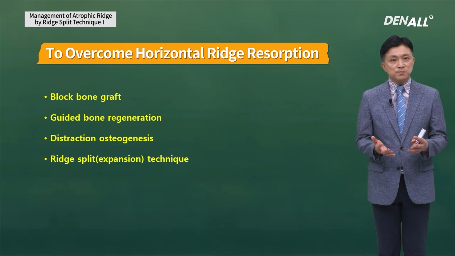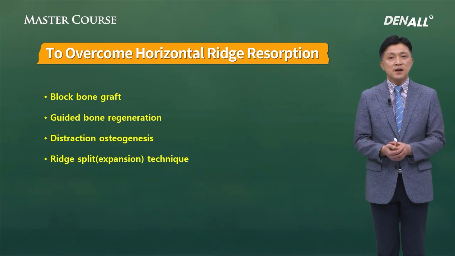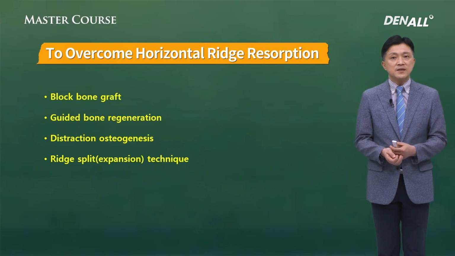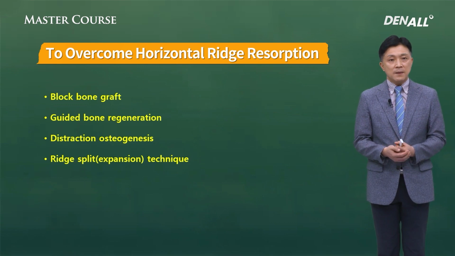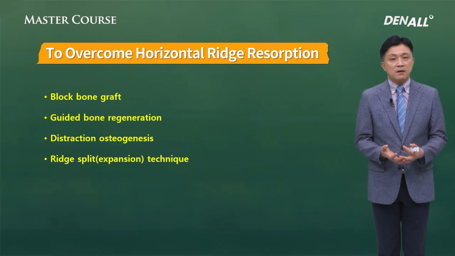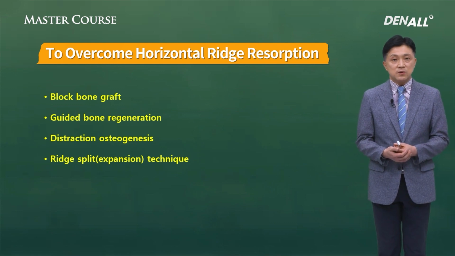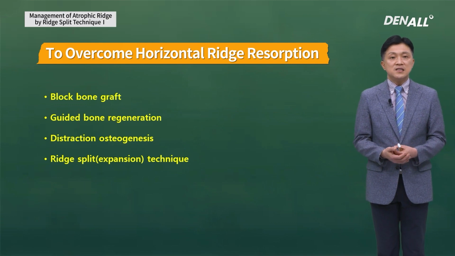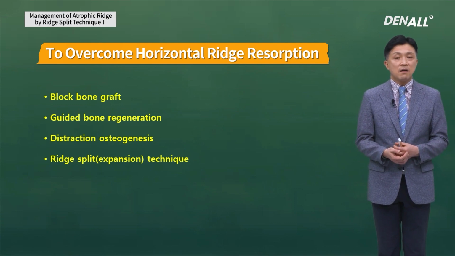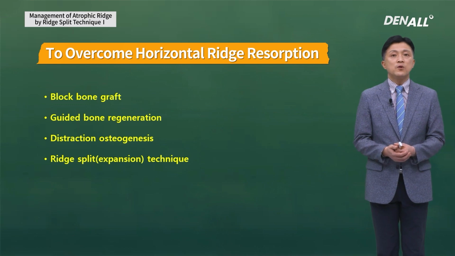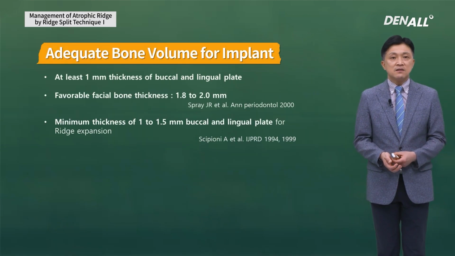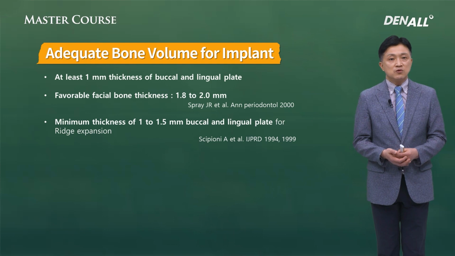In order to overcome horizontal alveolar ridge resorption, there are many methods available. There's block bone graft and guided bone regeneration. This is not used commonly, but you can also use distraction osteogenesis to increase the amount of bone. Ridge split or expansion technique can be utilized to increase the horizontal bone amount.